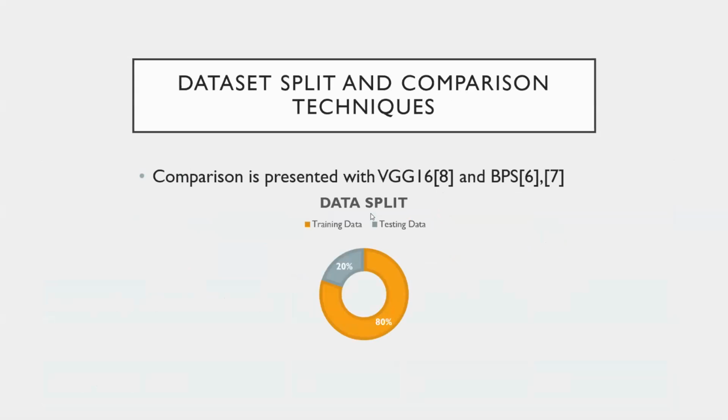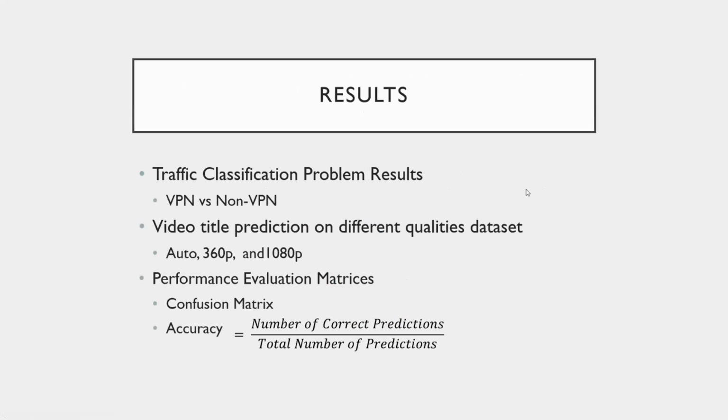Since we don't have any other method that uses the same one, we can clearly use VGG and VPS to compare our results on there. So with regard to results, we have two different classification problems, one for VPN and non-VPN, and the other one title prediction on different qualities, such as auto, 360, 1080p. And for our evaluation metrics, we have confusion matrix and accuracy.